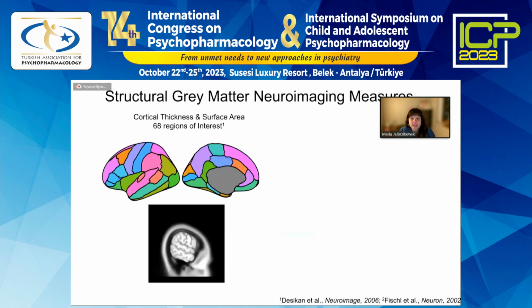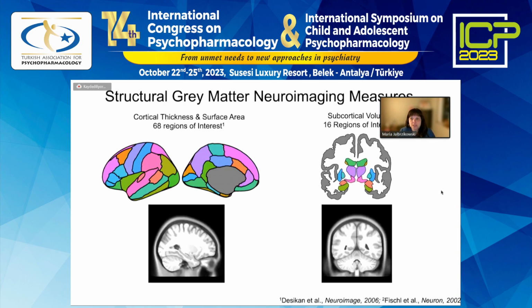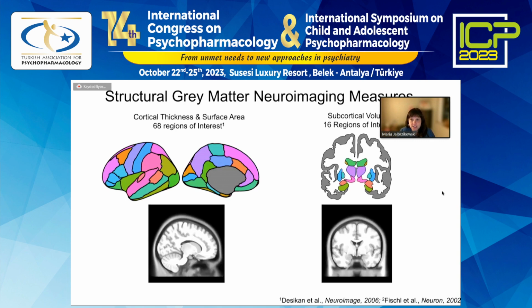Because we're combining data from all over the world, we need an MRI scan that's common to collect. And so we focused on T1-weighted gray matter structural neuroimaging. For the cortex, we used the standard atlas parcellation available and measured cortical thickness and surface area. I'll be showing you sagittal plots of the medial and lateral views today. I'll also show you some subcortical volume findings in the coronal view.